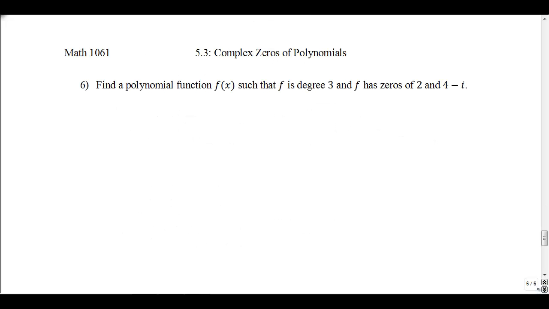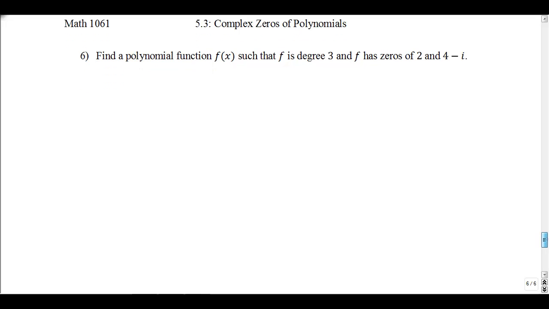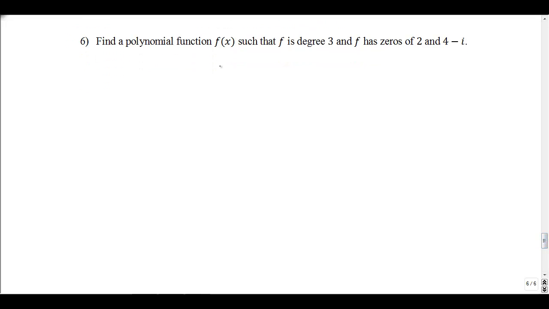Last question. Here, a little bit different. We're going to find a polynomial f of x such that f is degree 3 and we have zeros of 2 and 4 minus i. Now for a degree 3 polynomial, we should have 3 zeros. We're only given 2 here. So we're given 2 and 4 minus i, but we have to have one more.